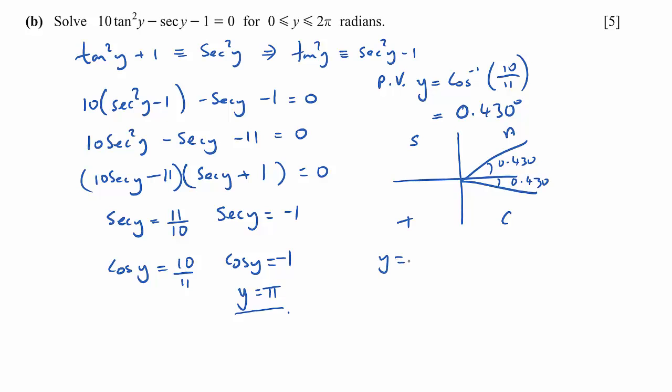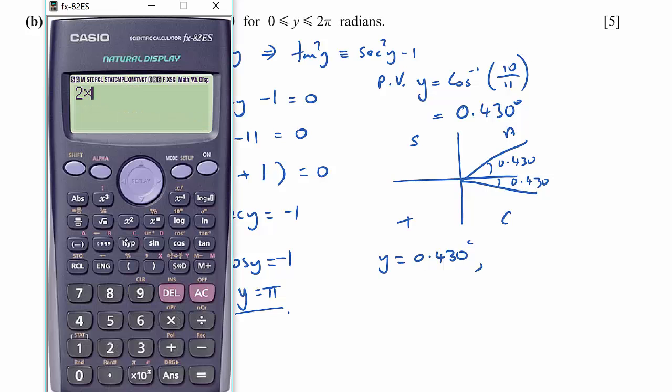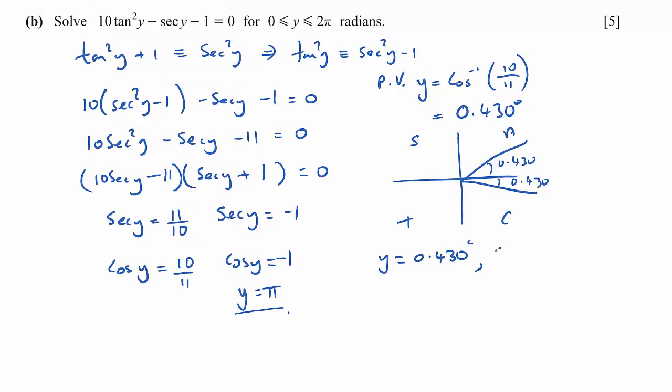So y is going to be 0.430 radians, or 2 pi take away 0.430. So about 5.853. So if we put all of our answers together, we've got 0.430 radians, pi, and 5.853 radians.